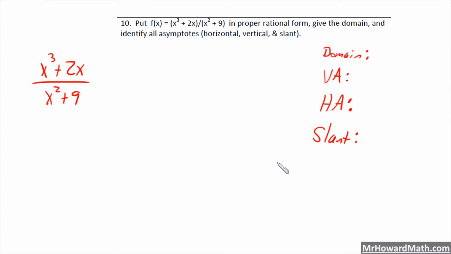Alright, this is continuing your Unit 10 review. We'll start with problem 10 in this video. Problems 1 through 9 were in the previous videos. It says, put this in proper rational form, give the domain, and identify all asymptotes: horizontal, vertical, and slant.